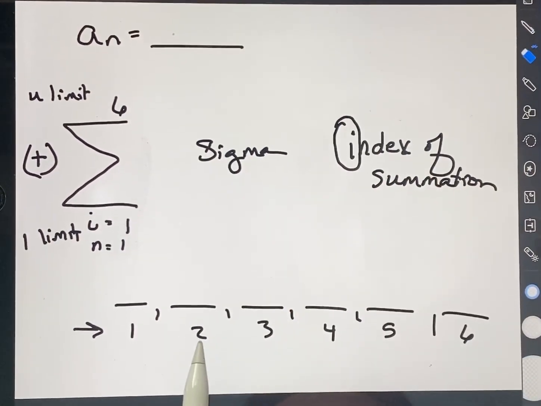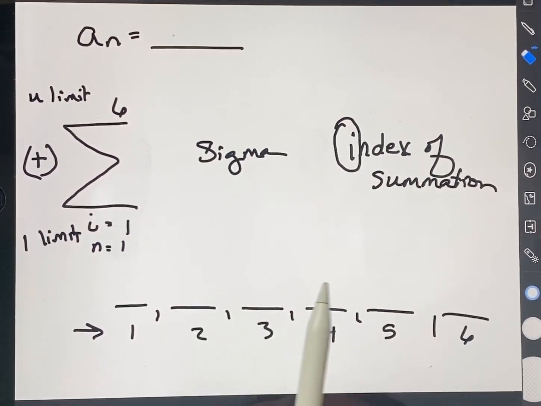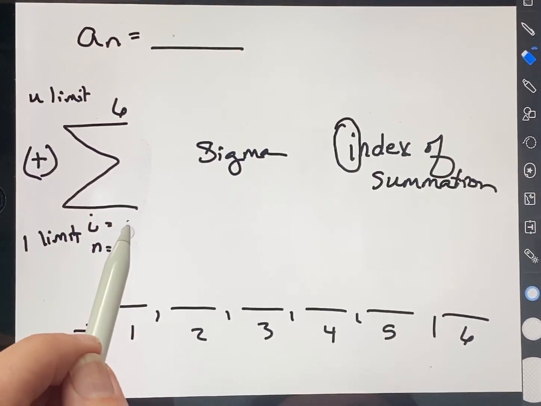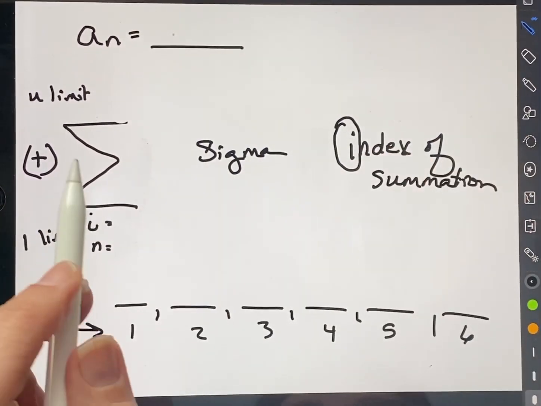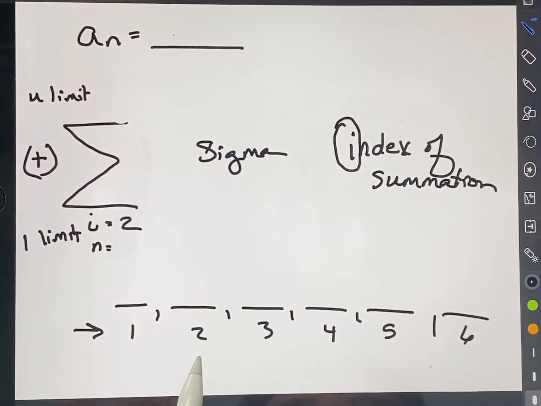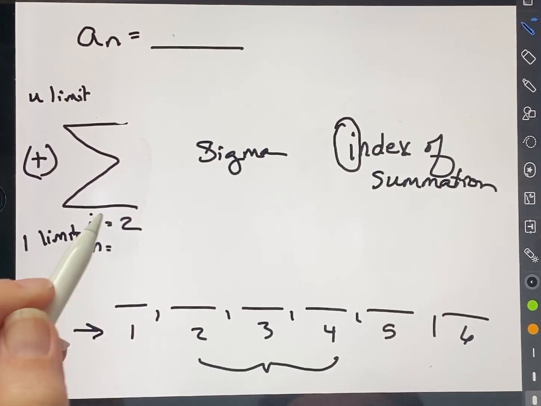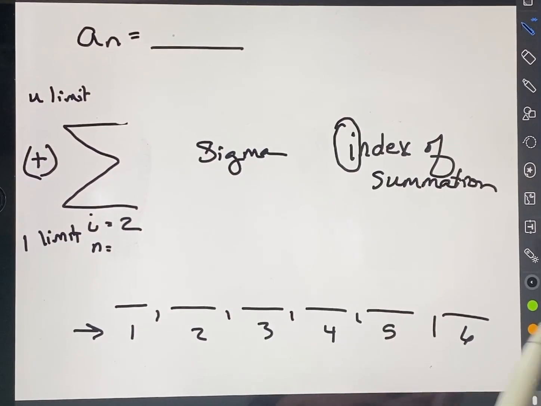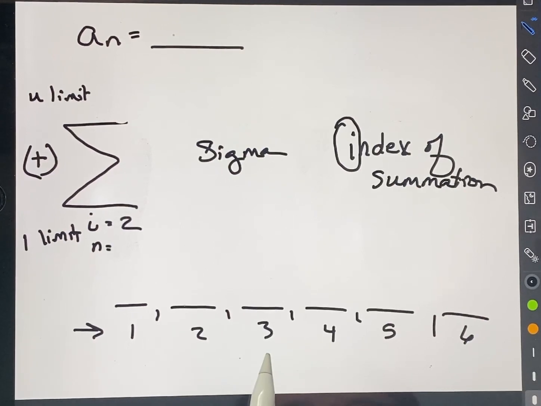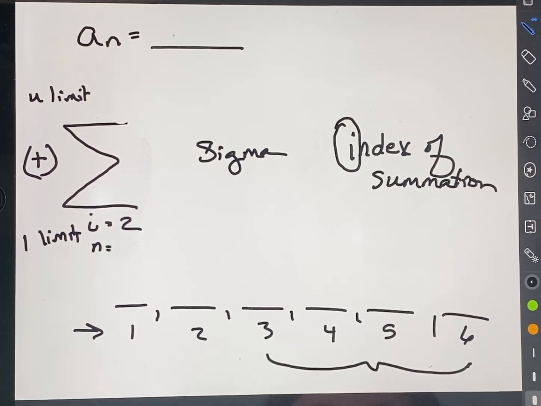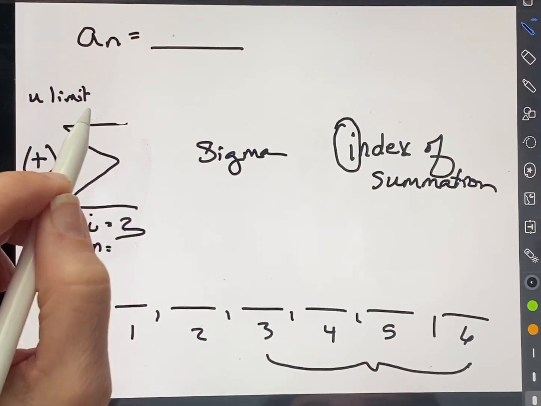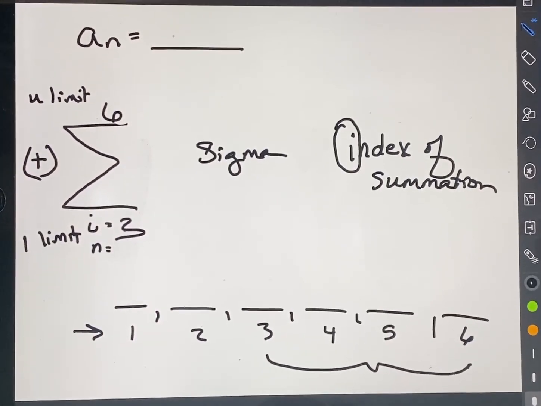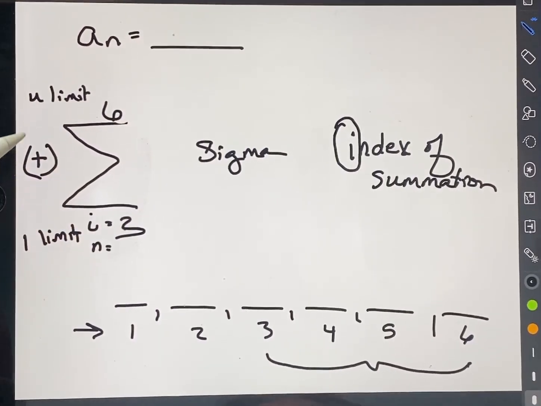If I only wanted to add the second, third, and fourth term, then I would change it and say I'm going to start at the second term. I just want to add these 3 numbers, and I'm going to end at the fourth term. If instead I wanted to add the third through the 6th term, I would start at the 3rd term and end at the 6th term. So in our sigma notation, in our summation, it is giving us an instruction guide.